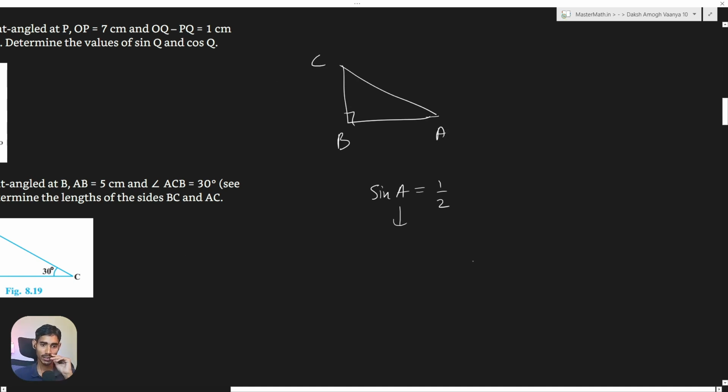Can anyone try? What could be the angle of A? 10, 20, 30, minus 10, minus 20, 1, 2, 3. So this is 90. The sum of angles of a triangle should be 180. So A plus C is 90.